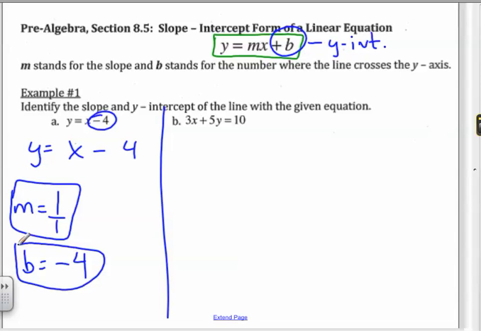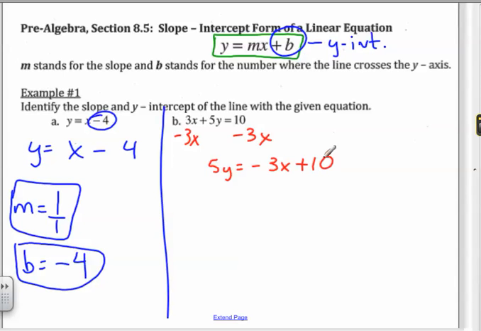Justin? No, I don't want to subtract 5y. Alex? I subtract 3x, exactly. I need to get y by itself, so I don't want to do anything with y. So 5y is equal to negative 3x plus 10. Remember, I always put the x term in front.